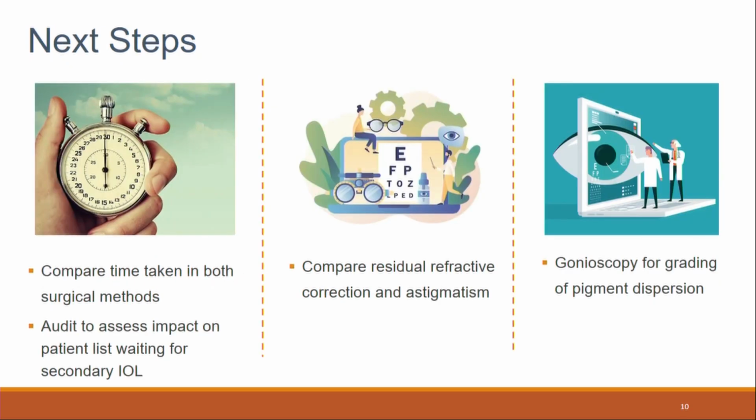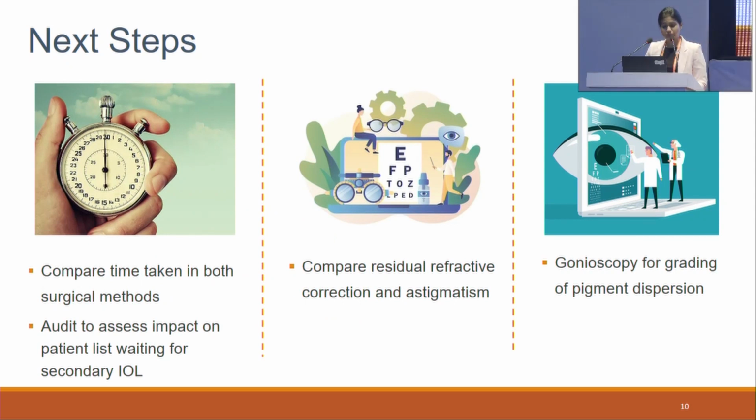So, having come so far, our next steps are to compare the time taken in both groups, to compare the refractive correction and astigmatism in both groups, as well as a gonioscopic grading for the assessment of pigment dispersion in maybe those which do not have visible pigment dispersion in the anterior segment. We also plan to audit to assess the impact of iris claw with PPV on the patient wait list for secondary IOLs. Thank you.